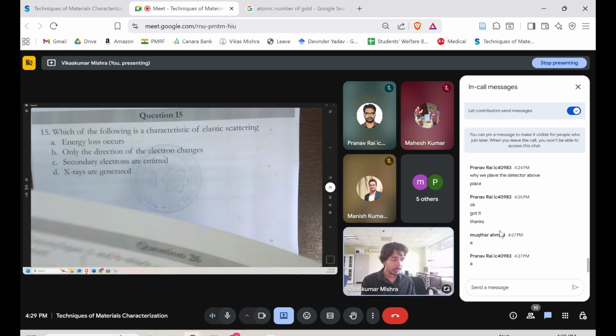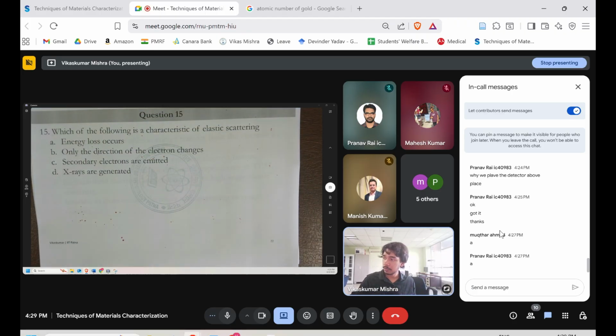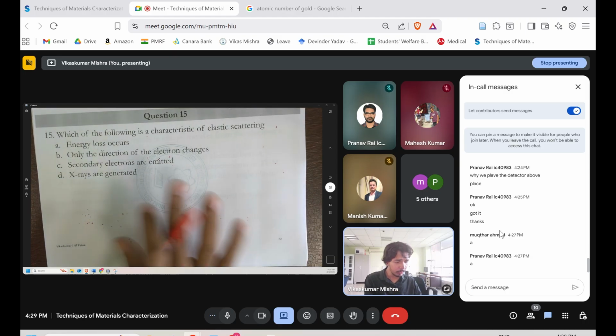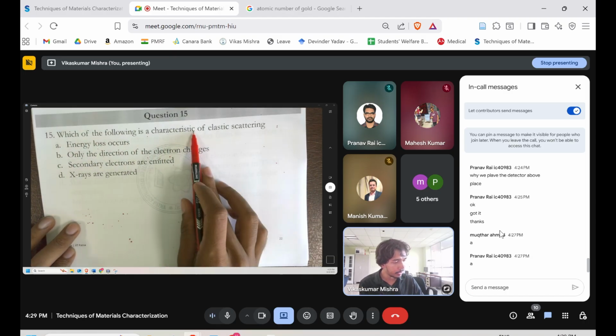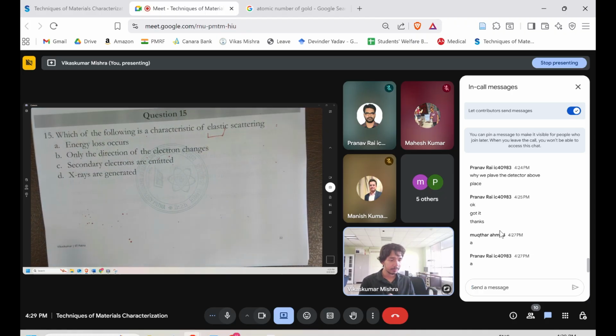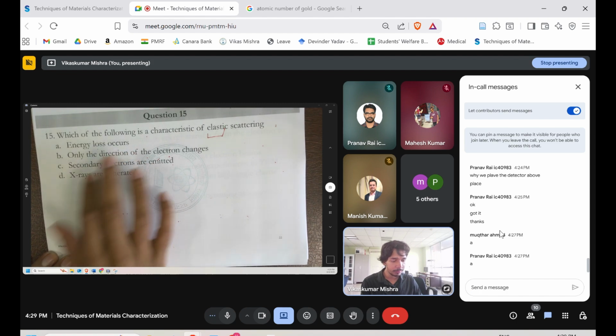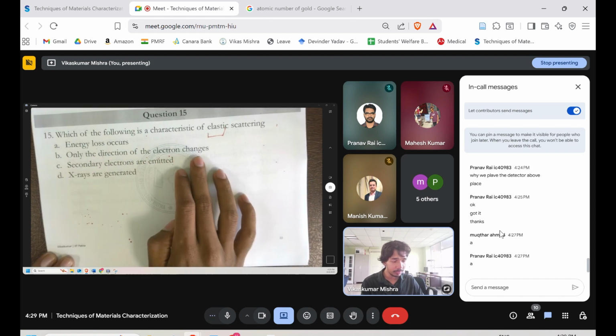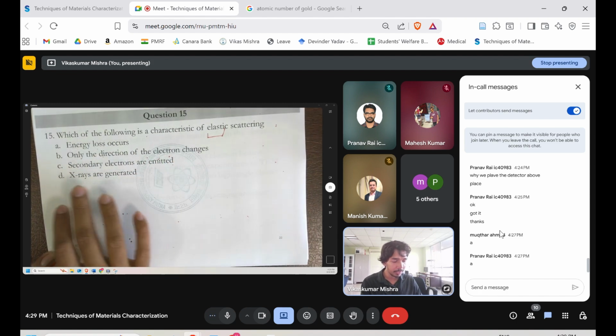Let's move ahead to the next question, number 15. Now it's easy. Which of the following is a characteristic of elastic scattering? What do you think? Elastic scattering, what does it mean? Option A, energy loss occurs. Only the direction of the electron changes. Secondary electrons are emitted. X-rays are generated.